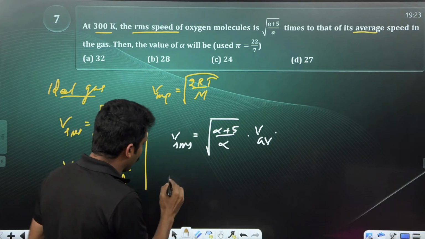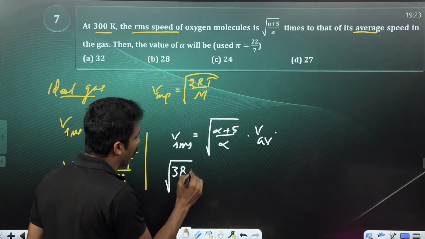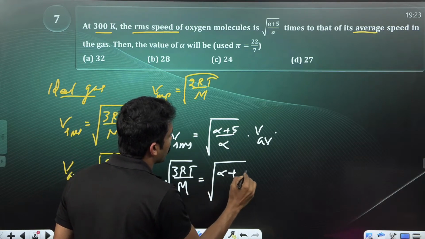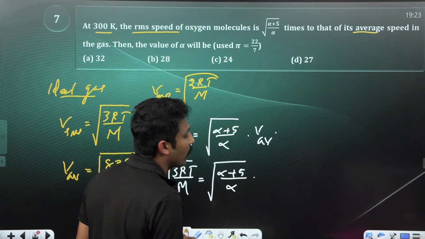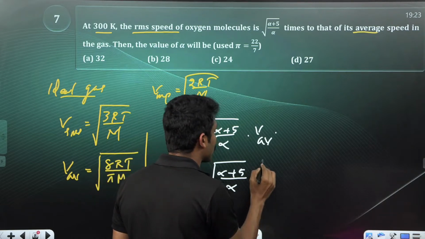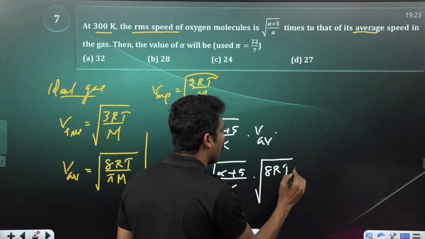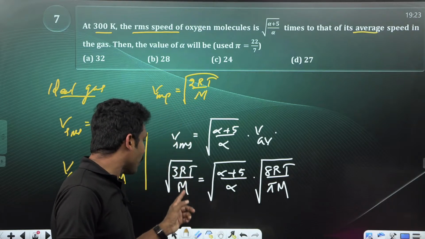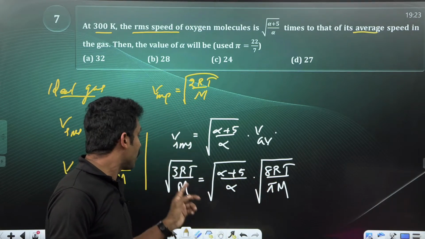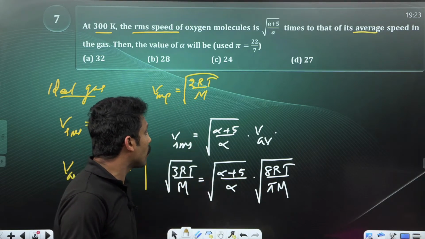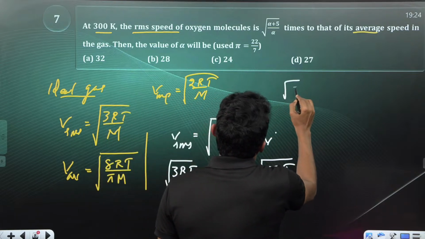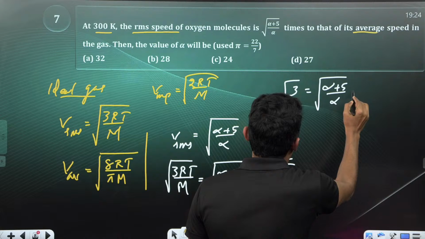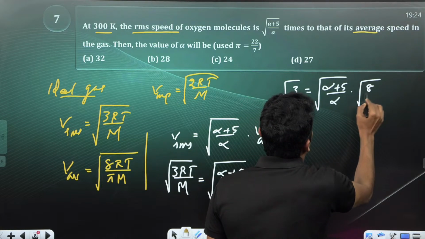What is V RMS? Root of 3RT by molar mass is equal to root of (alpha plus 5) divided by alpha into V average. What is V average? It is root of 8RT divided by pi into molar mass. Now here RT by M is cancelled. So root 3 is equal to root of (alpha plus 5) divided by alpha into root of 8 by pi.